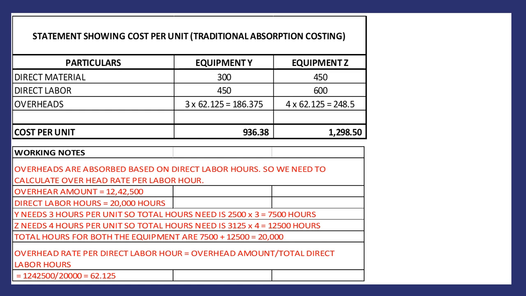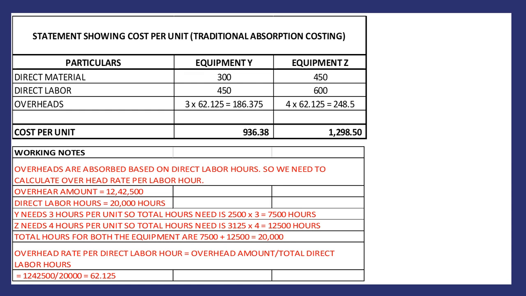Now, out of 20,000 hours, how many hours are for Y and how many for Z? Y needs 3 hours per unit, and the total units manufactured are 2,500 units. 2,500 units multiplied by 3 hours equals 7,500 hours. Coming to Z, it needs 4 hours per unit, and they are manufacturing 3,125 units. So 3,125 units multiplied by 4 hours each equals 12,500 hours. So 7,500 plus 12,500 equals 20,000 hours. They already gave 20,000 hours directly, but this is the calculation showing how you can estimate it.